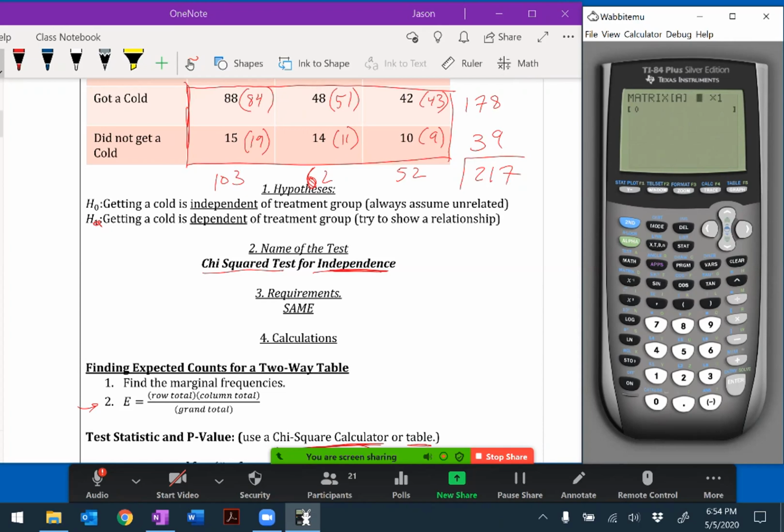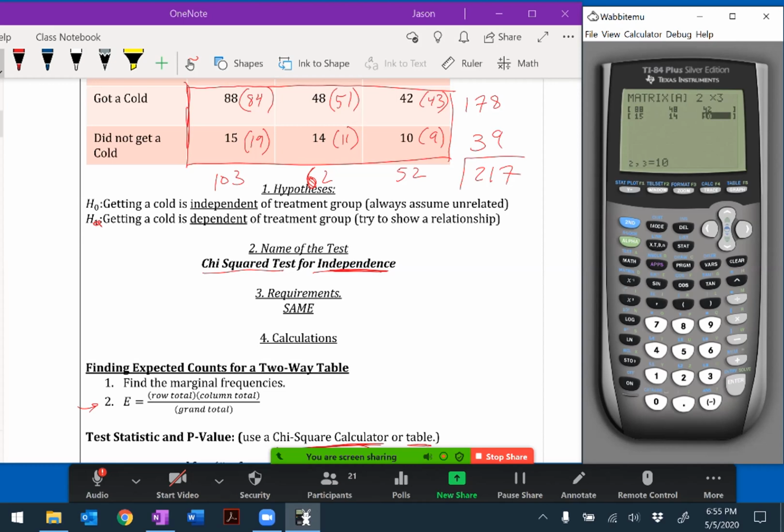What size matrix do I want? Well, I want it to have 2 rows and 3 columns. And that allows me to put in the black numbers, which is what I want. I want to plug in the black numbers here, the observed. So this is 88. This is 48. This is 42. This is 15. This is 14. And this is 10. Okay? So I've plugged in this matrix A.